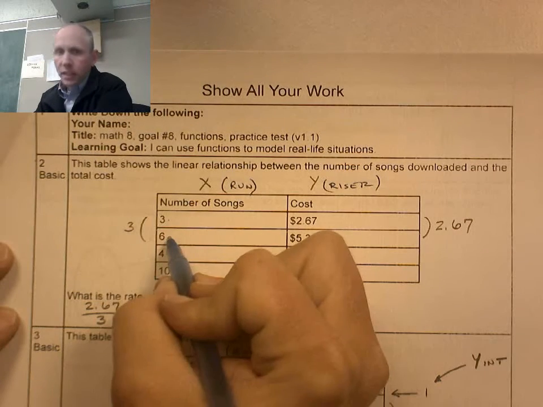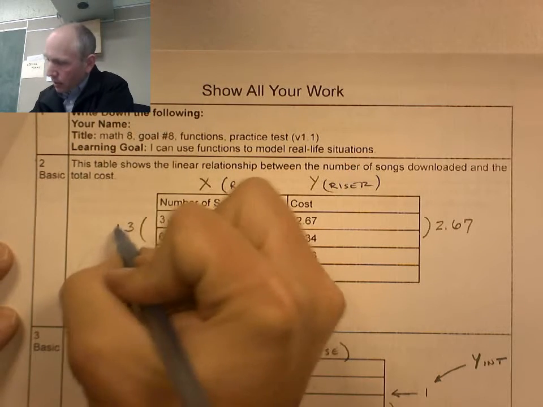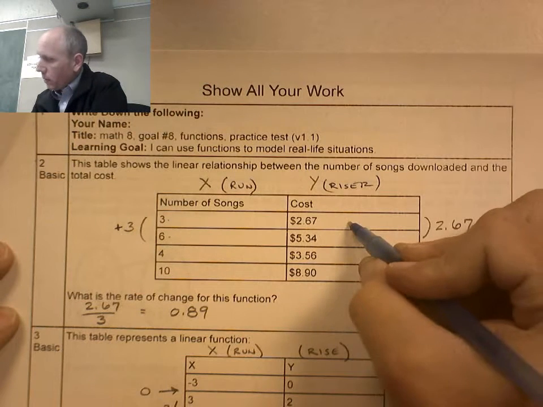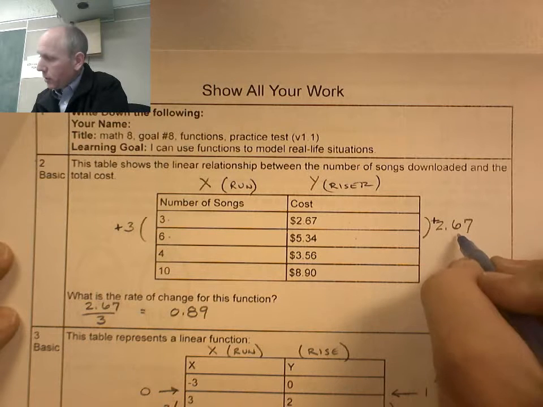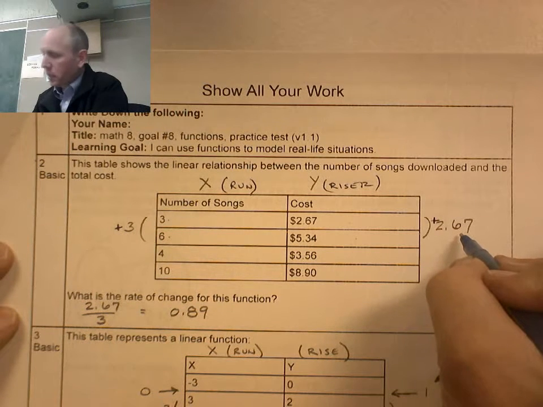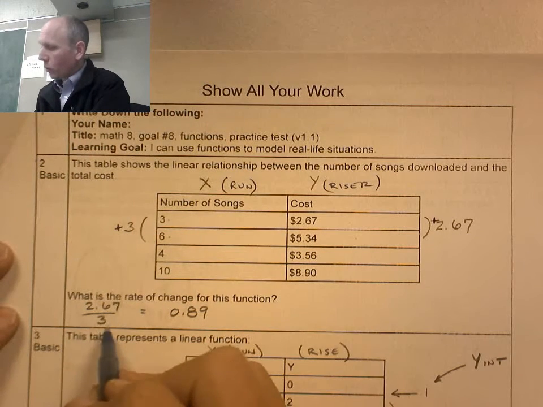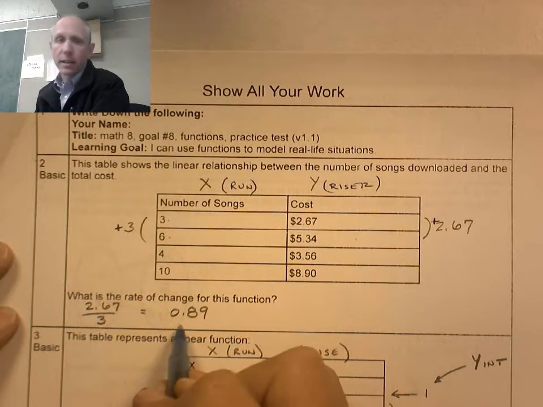So from 3 to 6, how did it change? It went up by 3. From 267 to 537, how did it change? It went up by $2.64. I do rise over run, and that gave me 89 cents.